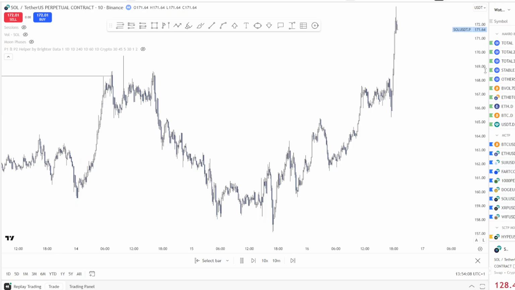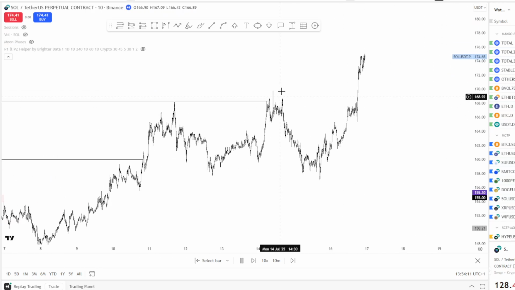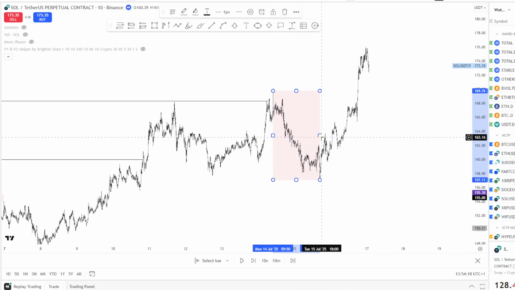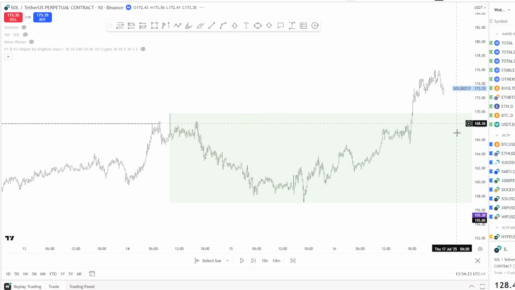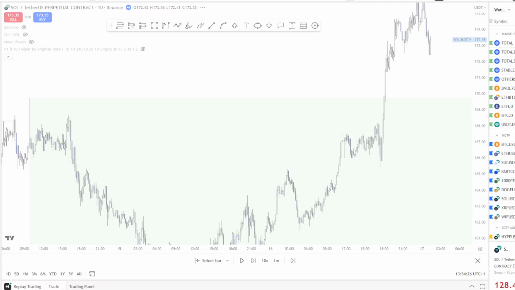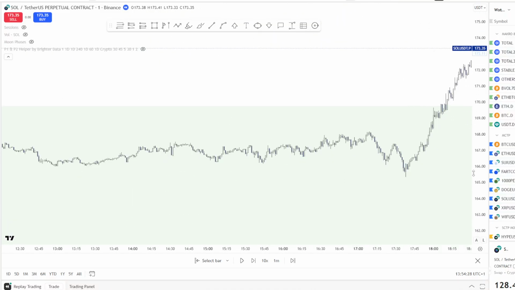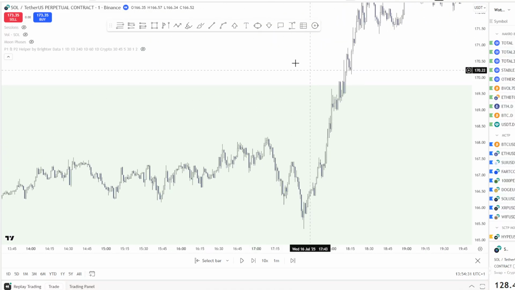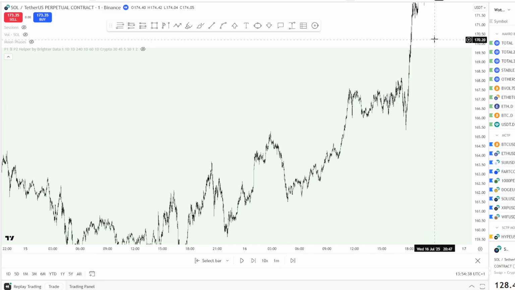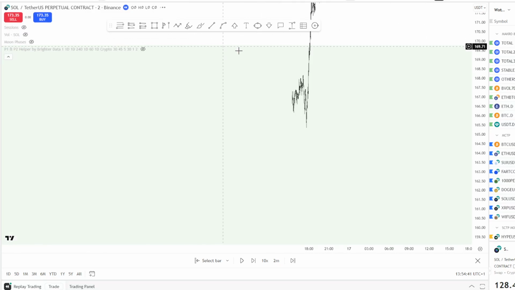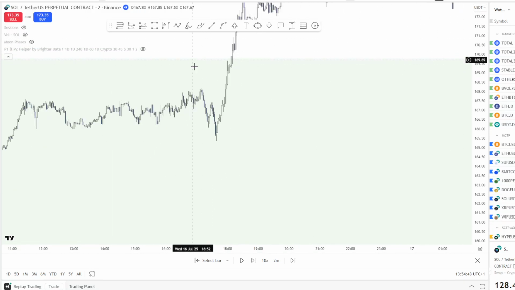So here this whole section is demand. Can we refine it down? You don't always have to refine it down, but you can look at the block itself and we can see here we have a nice aggressive move.